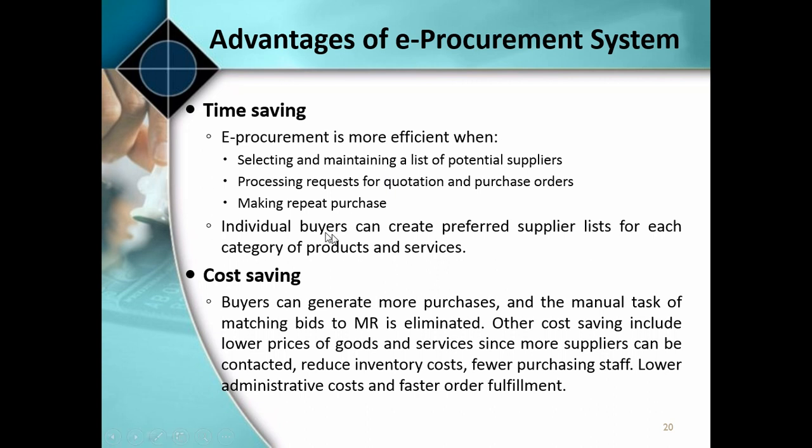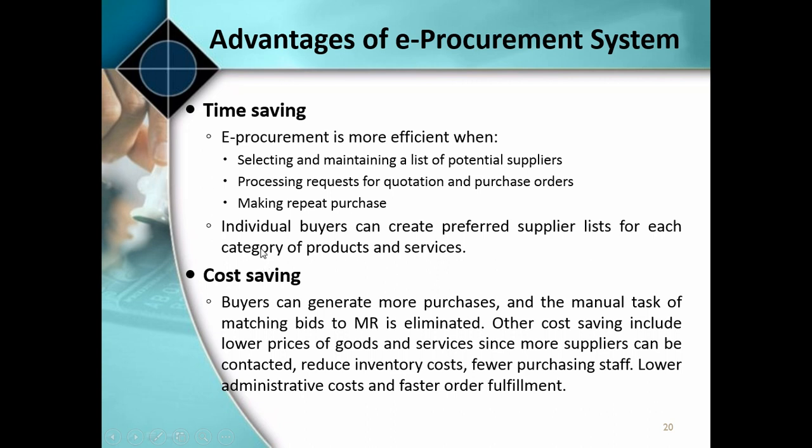Okay, and then kita boleh processing request for quotation and purchase order. Okay, we just can go with the system. Okay, process terus request for quotation and purchase order instead of korang tulis one by one by hand, and then you can just make repeat purchase. Terus je boleh make repeat purchase dengan menggunakan sistem, tak perlu dah nak isi borang lain ke apa.